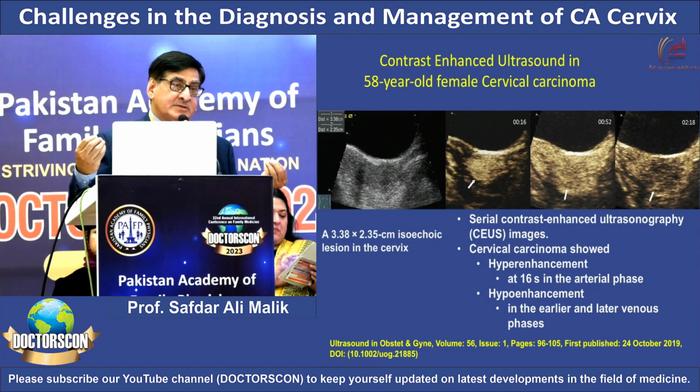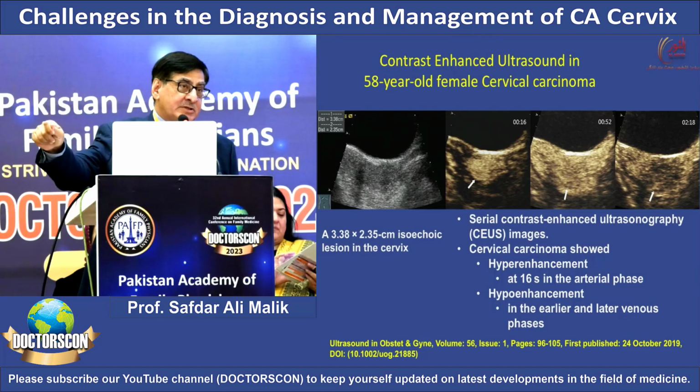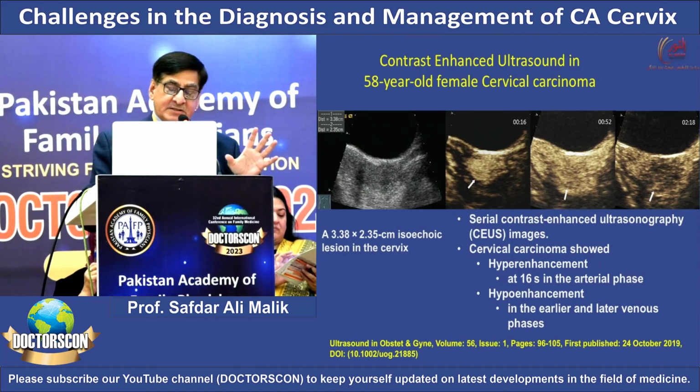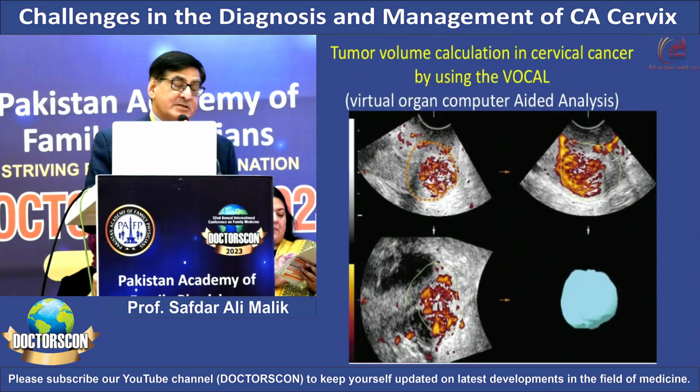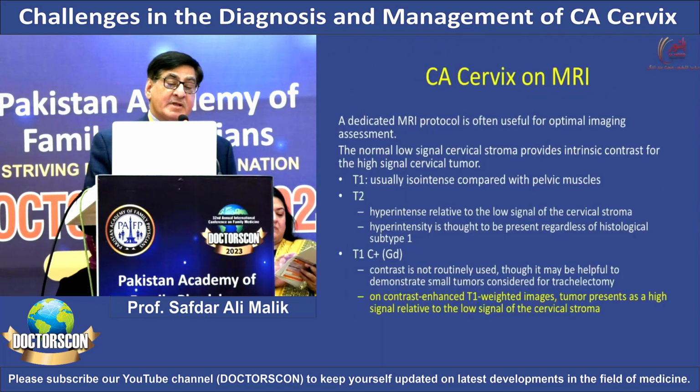Typical picture of a hepatocellular carcinoma. So you can do this right there, inject and place the probe, abdominal or TVS, and wait for 16 seconds, then 52 seconds, then 2 minutes. If it washes out completely, it's definitely a case of malignancy. Similarly, by using 3D ultrasound, you can measure the volume of the pathology over there.